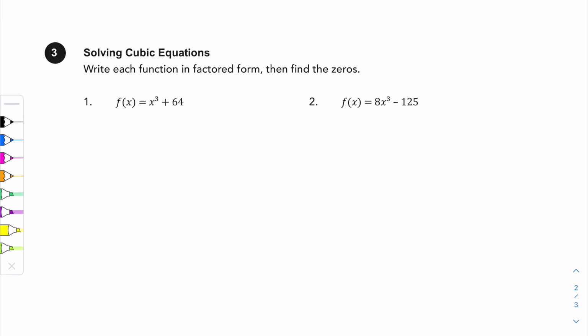Example set 3 is solving cubic equations. So this is when we did sum or difference of cubes in the last lesson. You want to use your sum or difference of cubes, which is then going to result in using the quadratic formula.